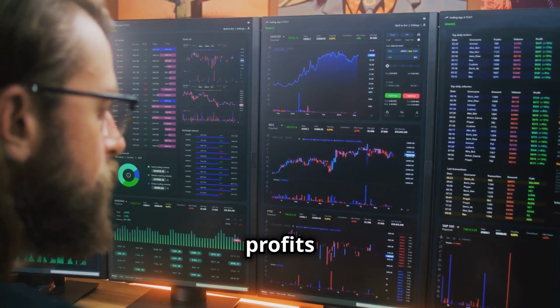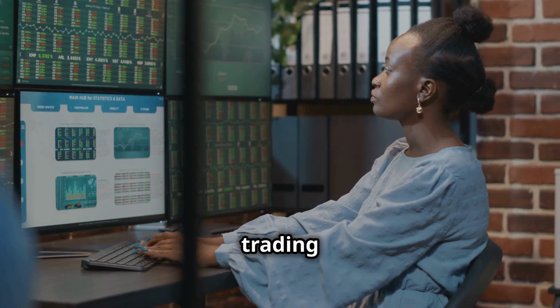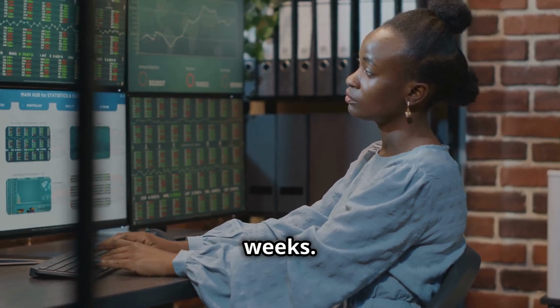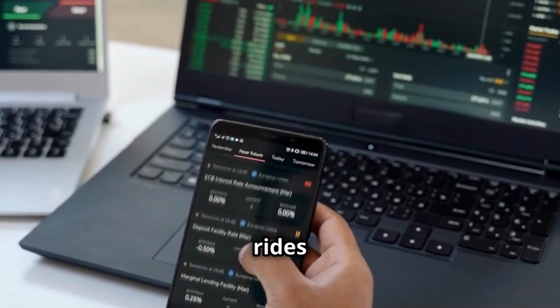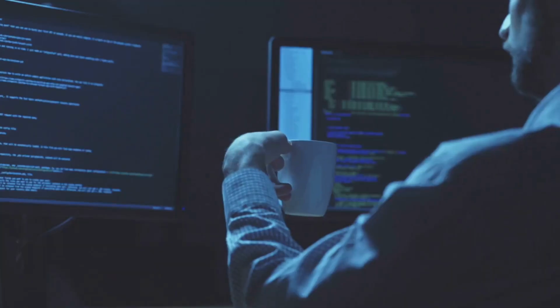Scalping aims for quick profits from small price fluctuations. Swing trading profits from price swings over days or weeks. Arbitrage exploits price differences between exchanges. Trend following rides established market trends.